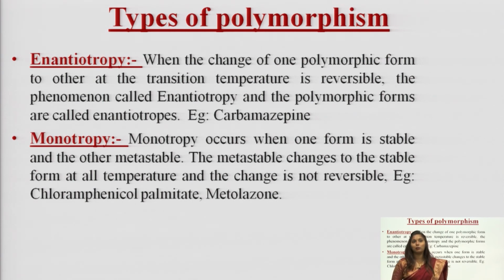Example: carbamazepine. Monotropy occurs when one form is stable and the other is metastable. The metastable form will change to the stable form at all temperatures, and the change is not reversible. So the metastable form will become the stable form at any temperature and remain stable, and will not become unstable again. That is called monotropy, and examples are chloramphenicol palmitate and metolazone.